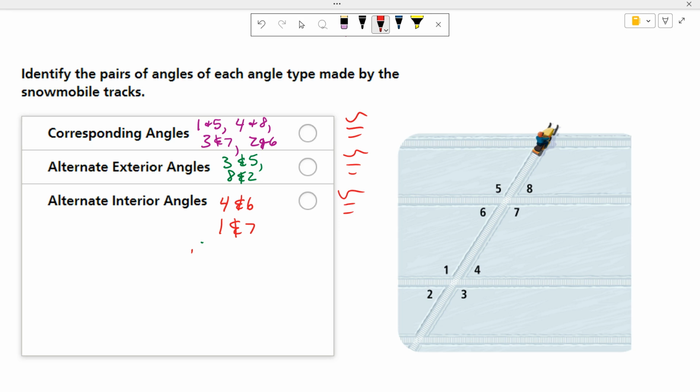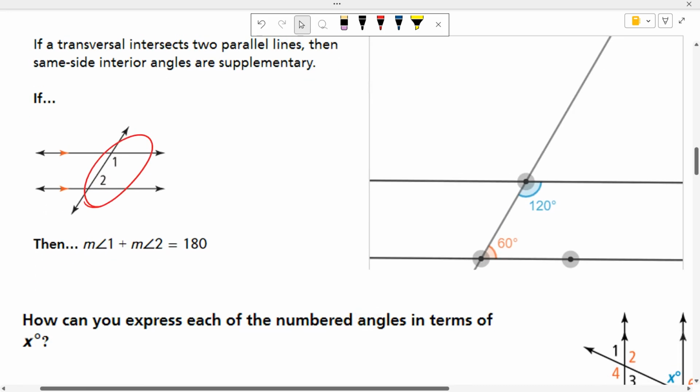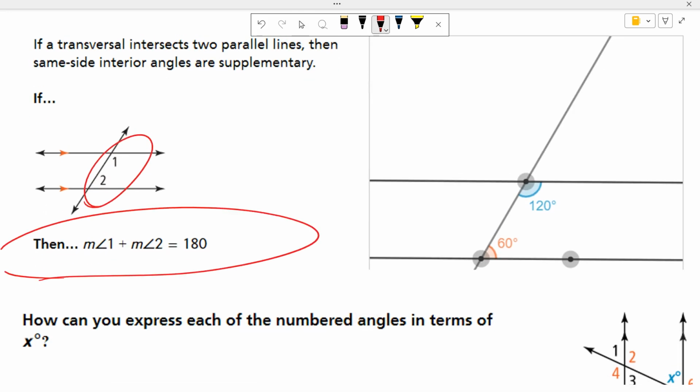So these are the same size, these are the same size, these are the same size, these are the same size. Okay? So you have congruent angles if they're corresponding, alternate interior, alternate exterior. And you have them add up to 180 if they're same side interior.